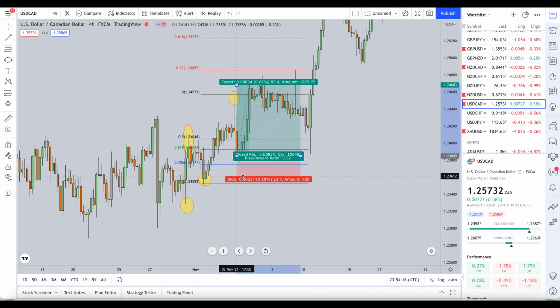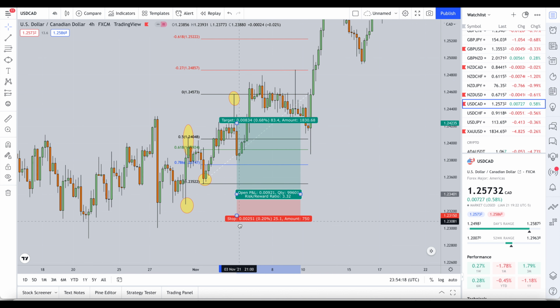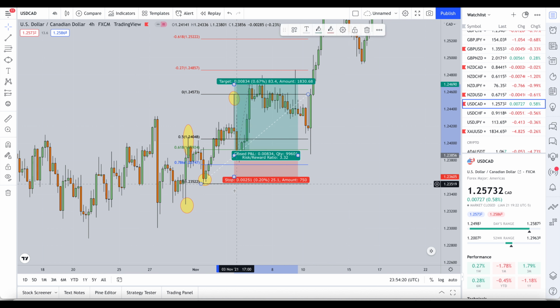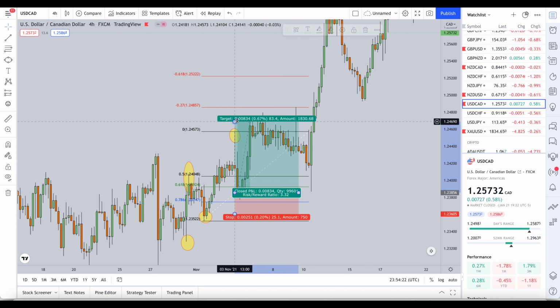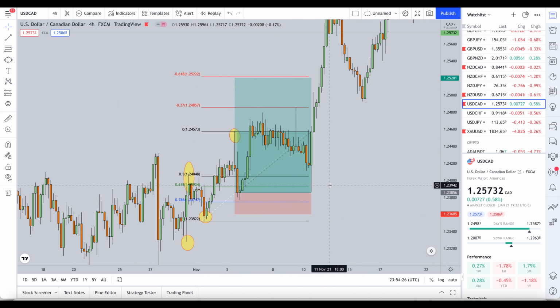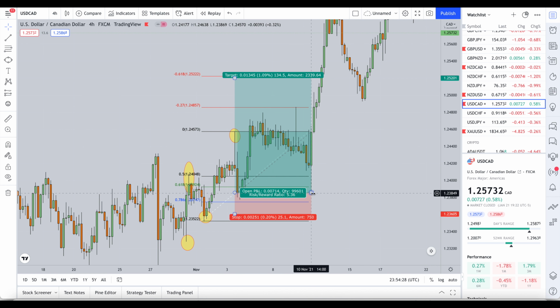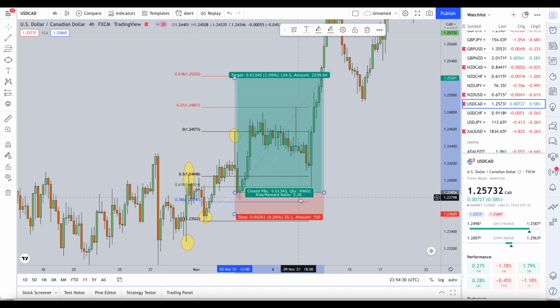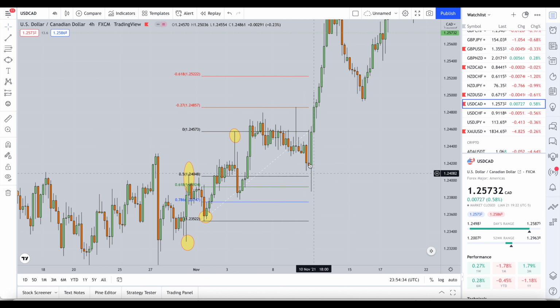And I would still put my stop loss just here, and I'll go like that. And here we still have a 5.3% trade.